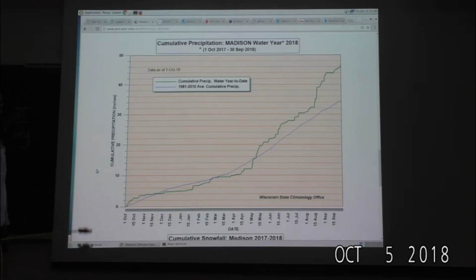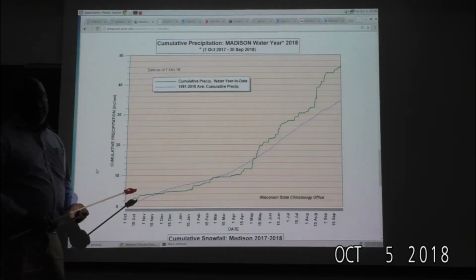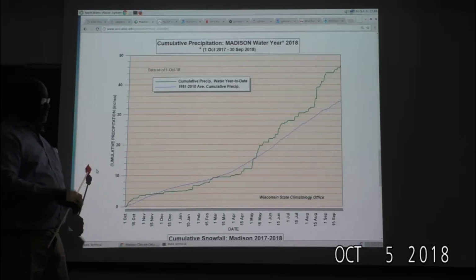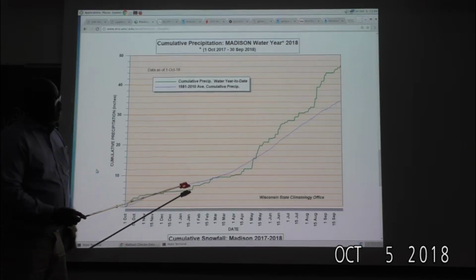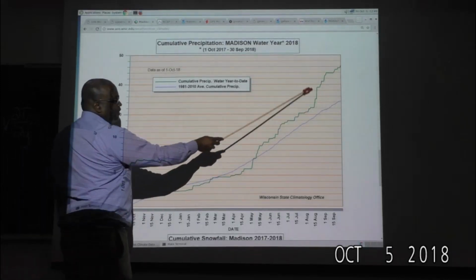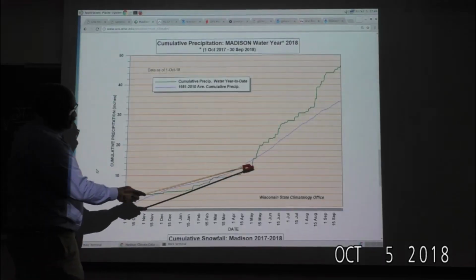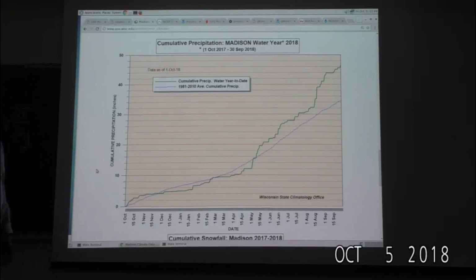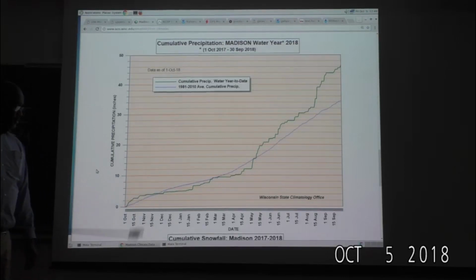And so this blue line is an average over the last 30 years. These are 30-year moving averages. So in a couple of years, this is going to be updated for our new climatology. And then this green is actually what's been observed. And as you can see, we had that really wet period in August where we ramped up significantly. But really from late spring through now, we've been extremely wet. And we've already started this new water year with 2 inches above normal on the first day.